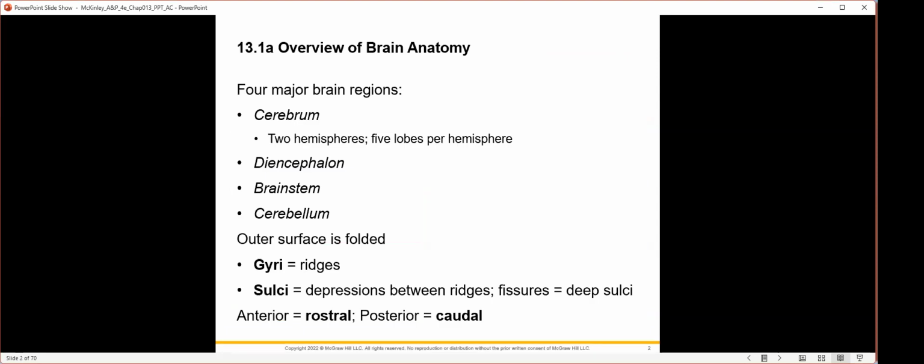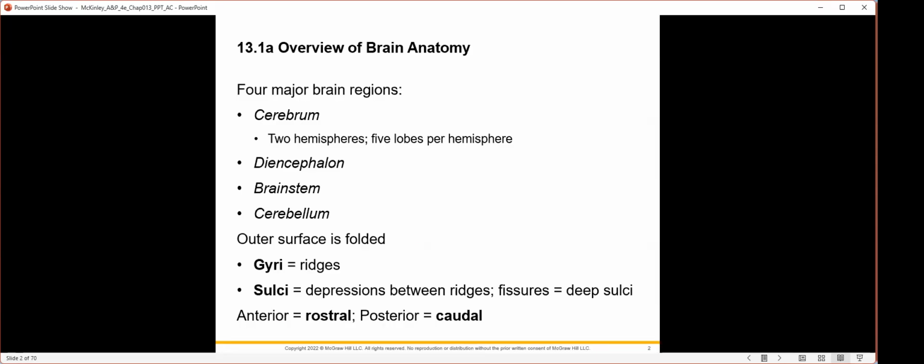So we'll go over the overall anatomy of the brain first. We're going to identify structures and then look at additional structures within. There are four main regions of the brain. The largest one being cerebrum, which is comprised of two hemispheres, left and right.